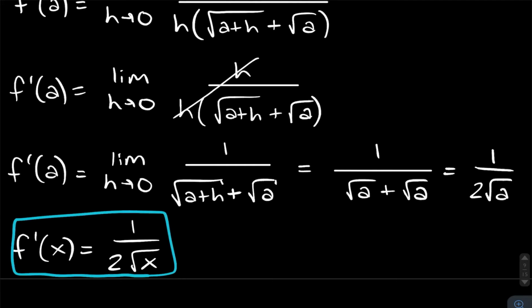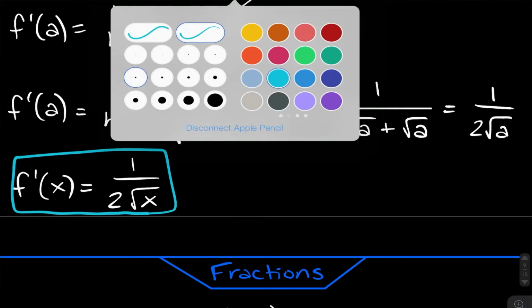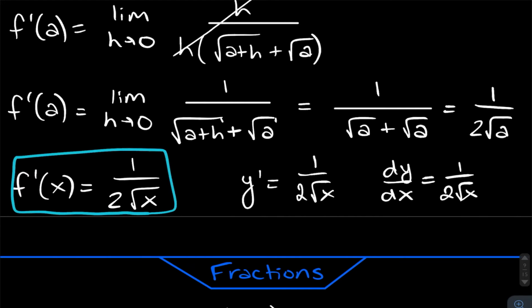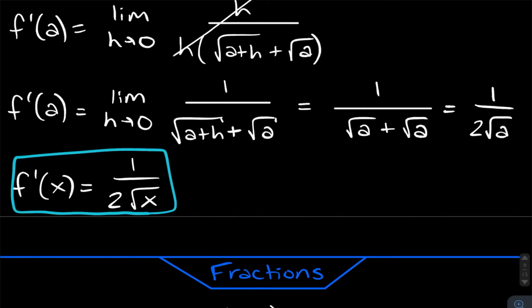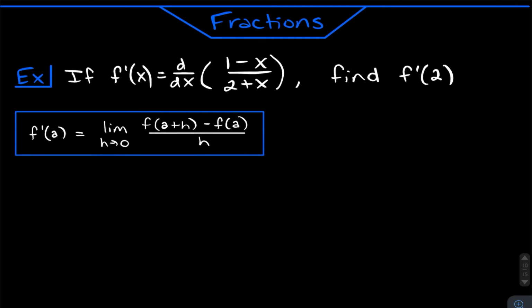But anyways, that's that, right? That is our derivative. That's f prime of x. Okay? Now remember that we could also have written this as y prime equals 1 over 2 rad x. We could have also written this as dy dx equals 1 over 2 rad x. There's different ways that we could have written this. Okay, so now we have our derivative function, we have our slope function.